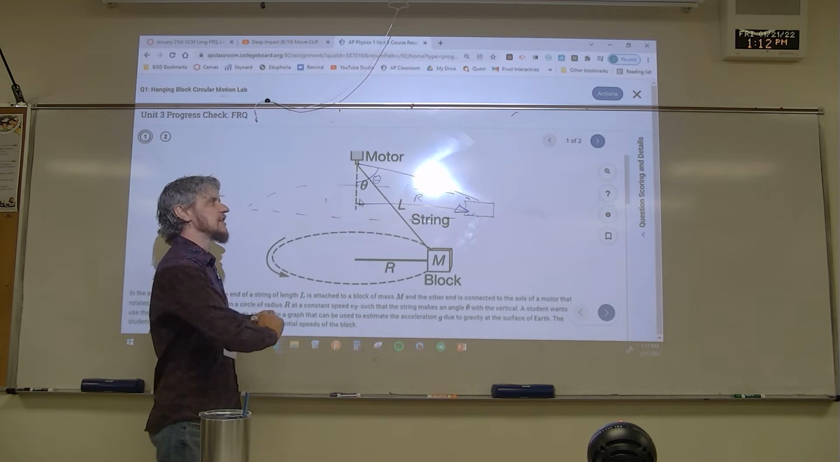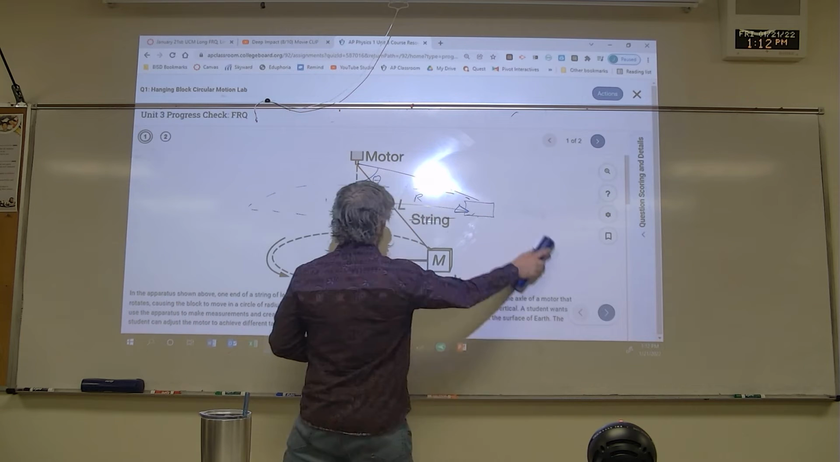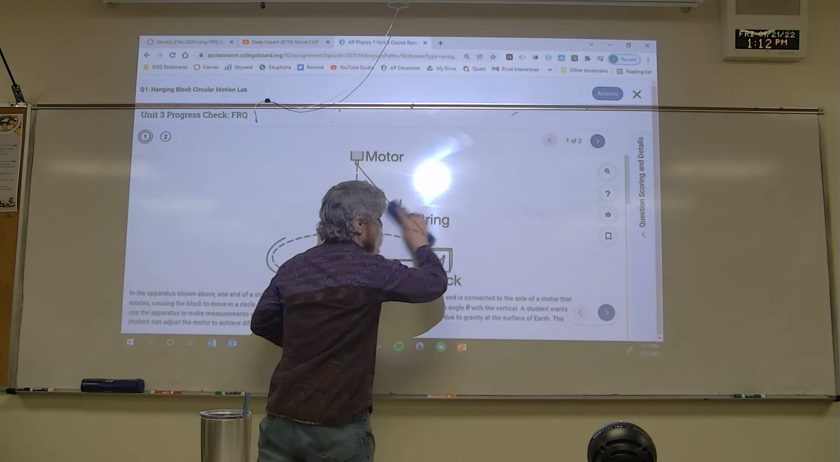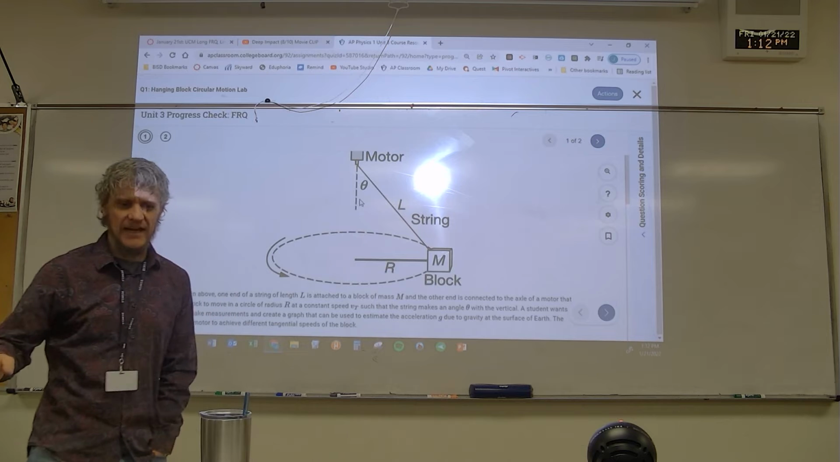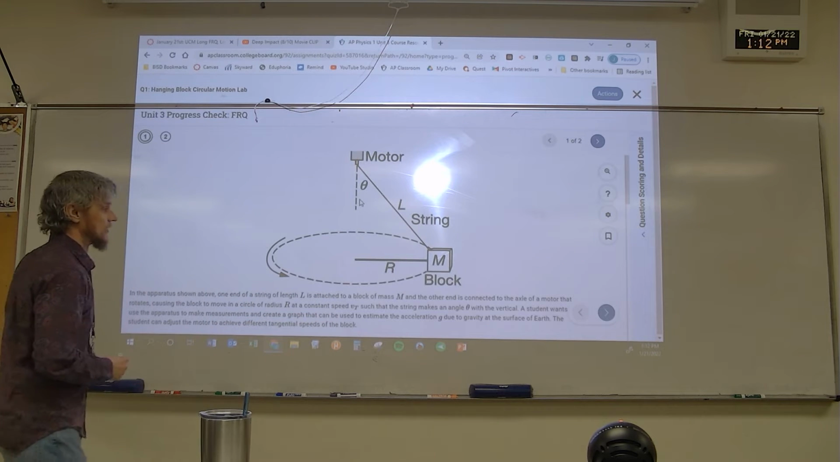So we can do additional stuff with this setup that we can't do with Wilbur. We can vary things. And that's kind of a central issue in this problem. Okay.